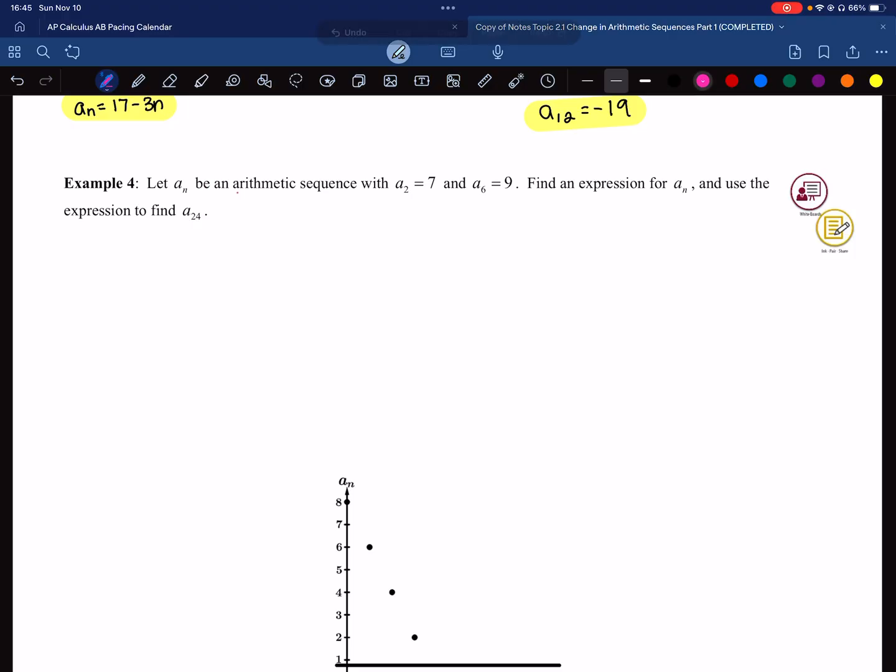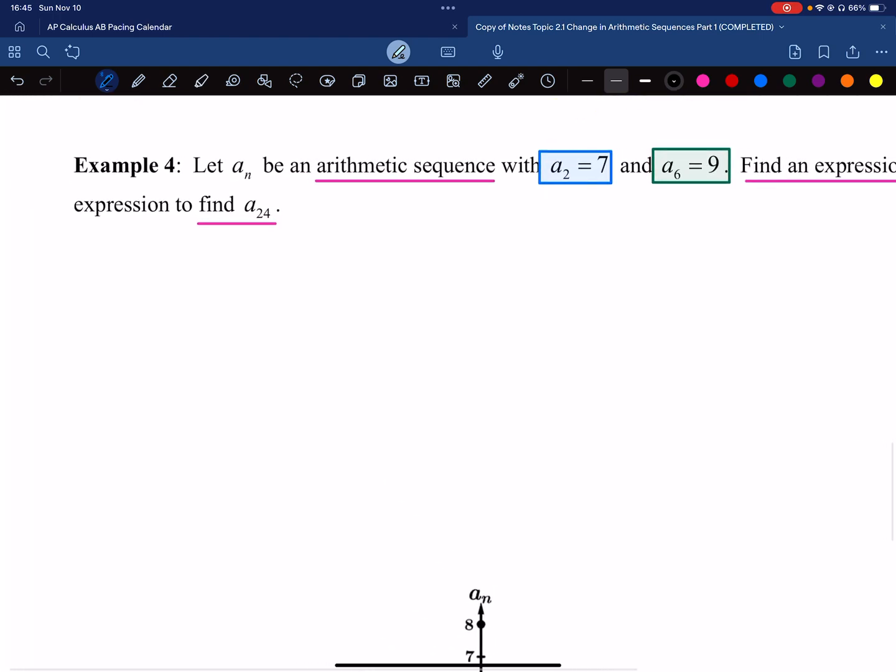So we know that we're working with an arithmetic sequence. We know that our second term is 7. We know that our sixth term is 9. We want to find an expression for a sub n, and then use that expression to find a sub 24. So there's more than one way to go about this. I am just going to show you one way. The first way you could go about this is using this equation right here.